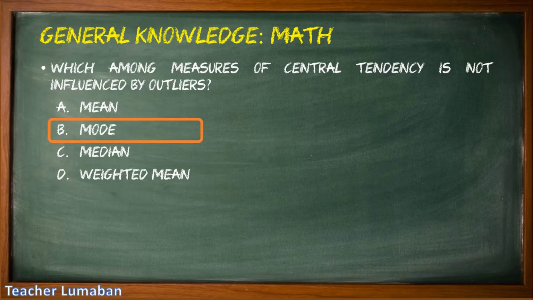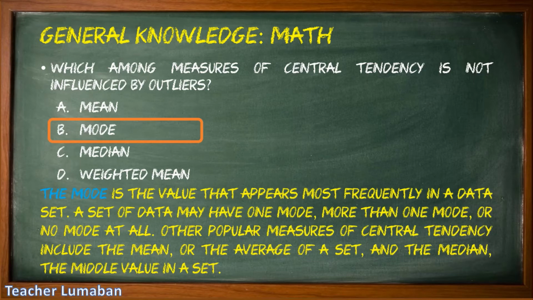Mode is not influenced by outliers. For your information, the mode is the value that appears most frequently in a data set. A set of data may have one mode, more than one mode, or no mode at all. Other popular measures of central tendency include the mean, or the average of a set, and the median, the middle value in a set.